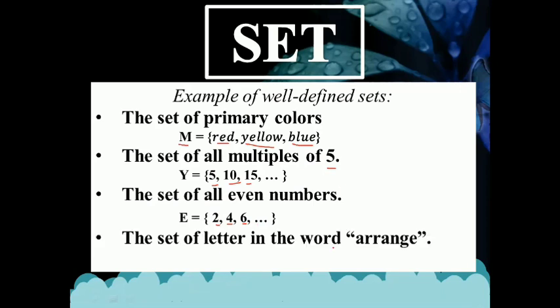And the set of the letters in the word arrange. So the set O has the elements A, R, N, G, E. If you remember, we said earlier that the repeating letters R and A can only be written once. So that is why in the word arrange there are only 5 elements.